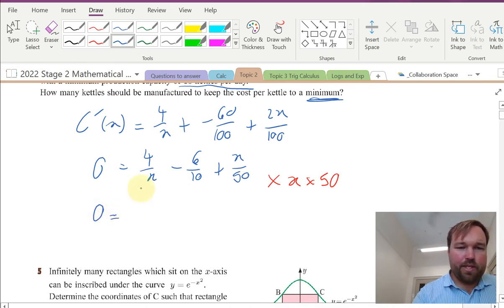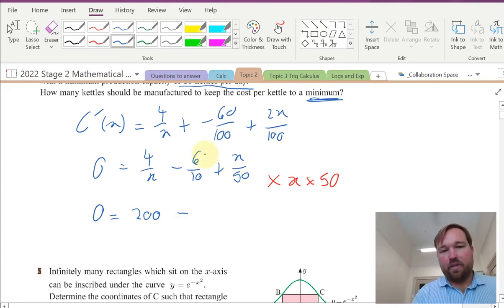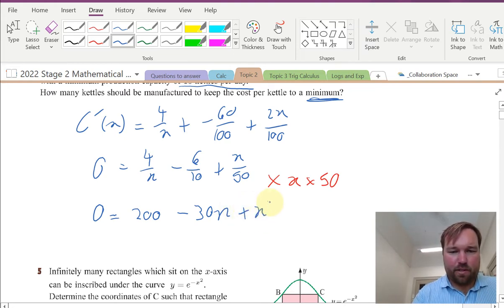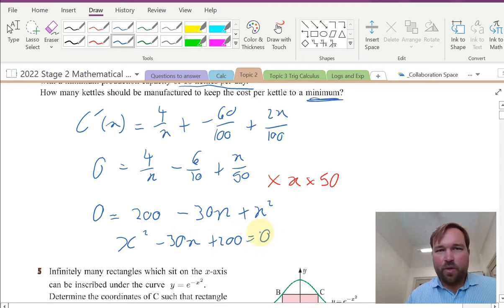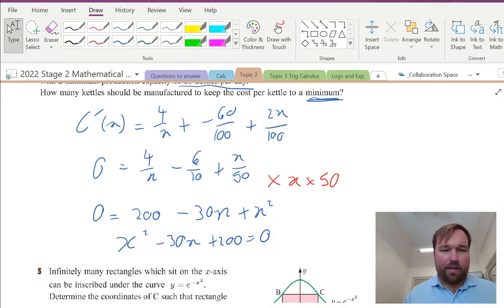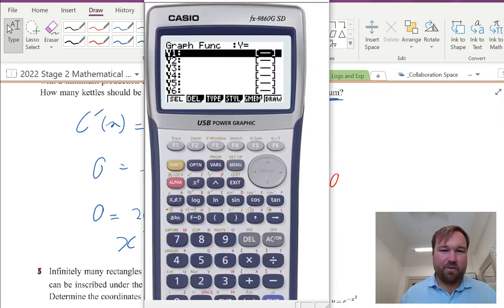0 equals, this by 50x is 4 times 50 is 200, minus this by 50x, well, 6 times 50 is 300, divided by 10 is 30, and there's an x there as well. And then this by 50x will just be x squared. And really, this is x squared take 30x plus 200 equals 0. Now, for the sake of brevity, we're going to go with calculator, clearly quadratic formula. Heck, probably even factorization might work.